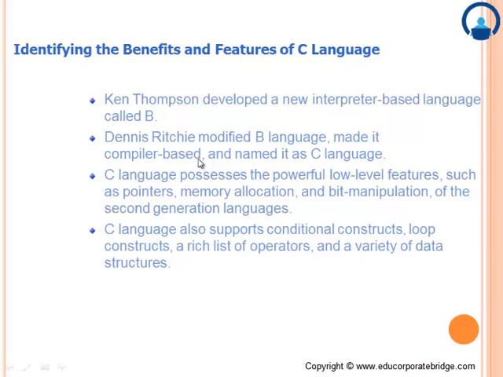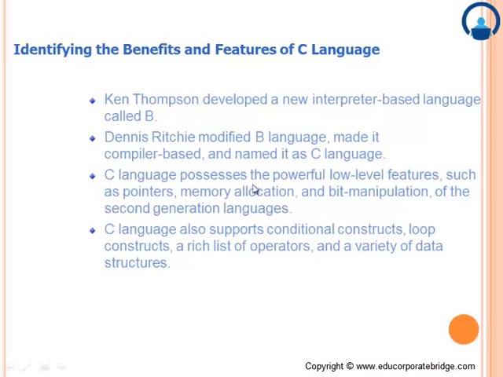So Thompson and Dennis Ritchie created the B language, and later on it had some performance drawbacks. So they gave some advancements to the language B, and you can say they created a new language out of the B language. They named it C language, which is a compiler-based language, whereas the language B was interpreter-based.